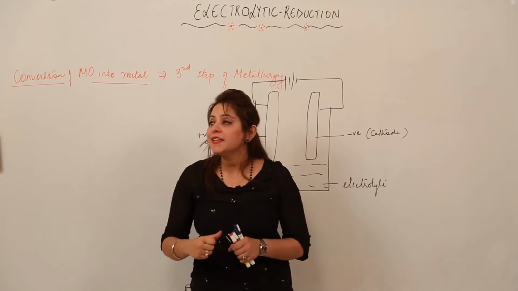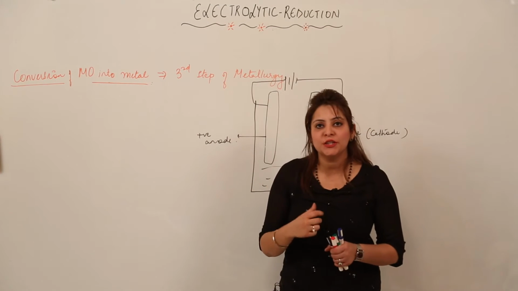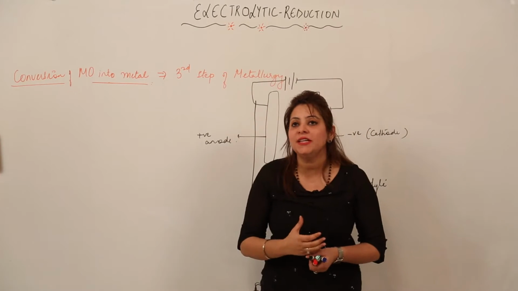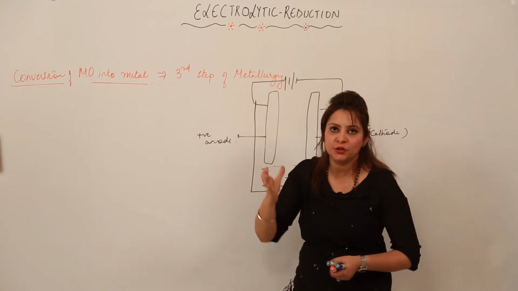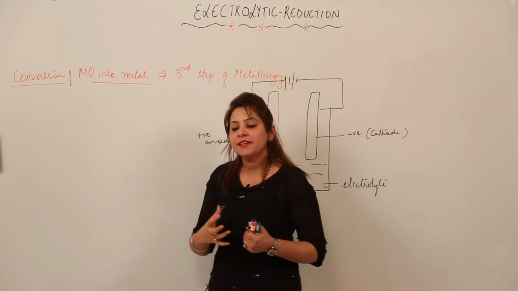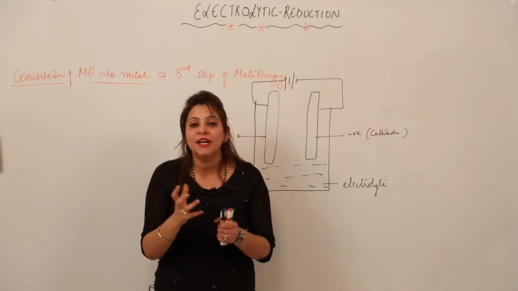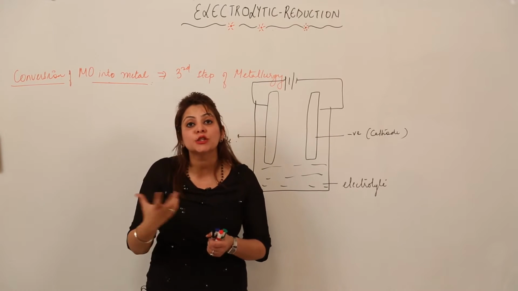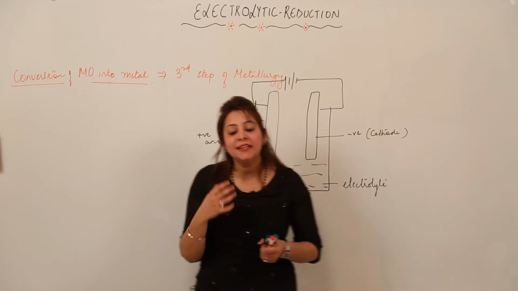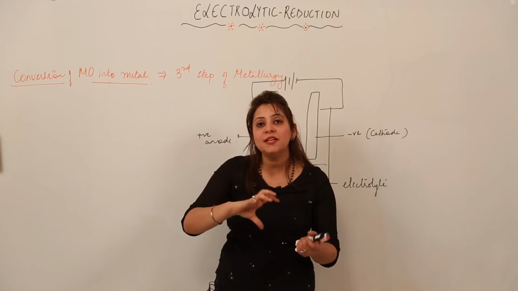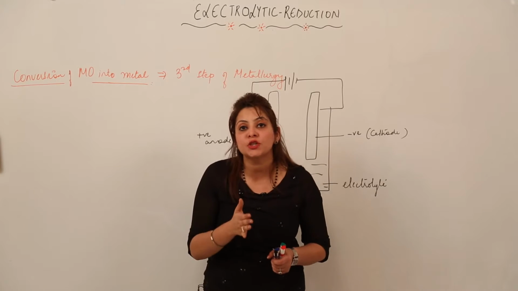Now we are starting with the second use of electrolysis, or you can say the third step of metallurgy, that is the electrolytic reduction. Again, we'll split it into two halves. As you know, what is reduction? Reduction is a process in which oxygen is lost, and in this process the oxygen will be lost at the cost of electrolysis.